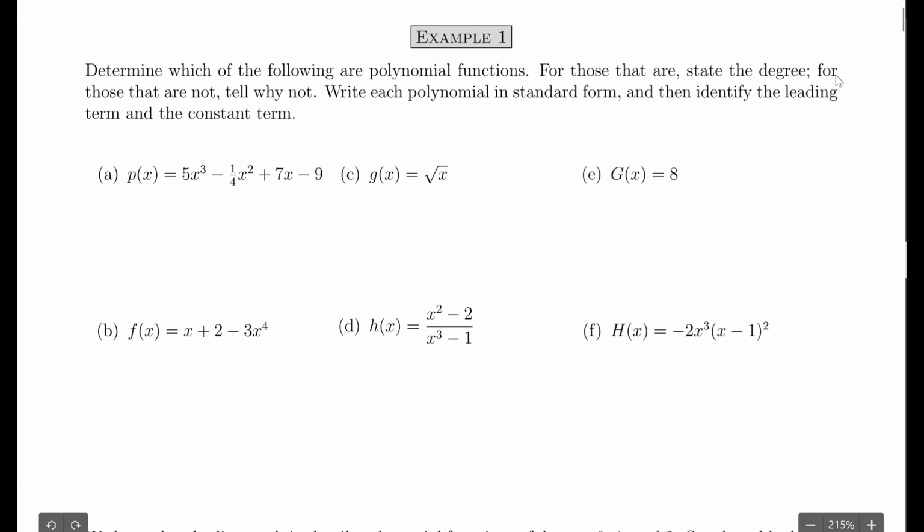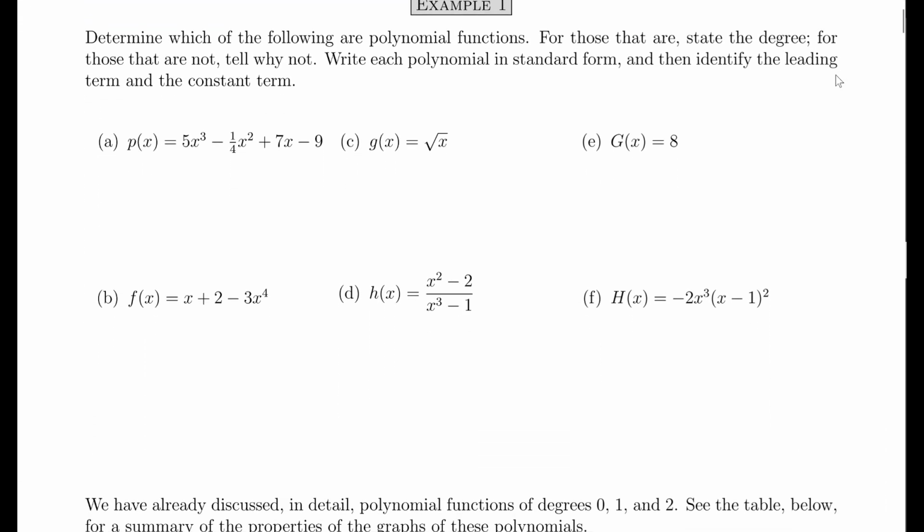With example 1, we're just simply going to determine whether or not these are polynomial functions, and for those that are, we're going to state what the degree of the polynomial is, and for those that are not, we're going to explain why it's not a polynomial. We also want to write each polynomial in standard form, and then identify the leading term and the constant term. So we've got a couple of things that we want to look at on these.